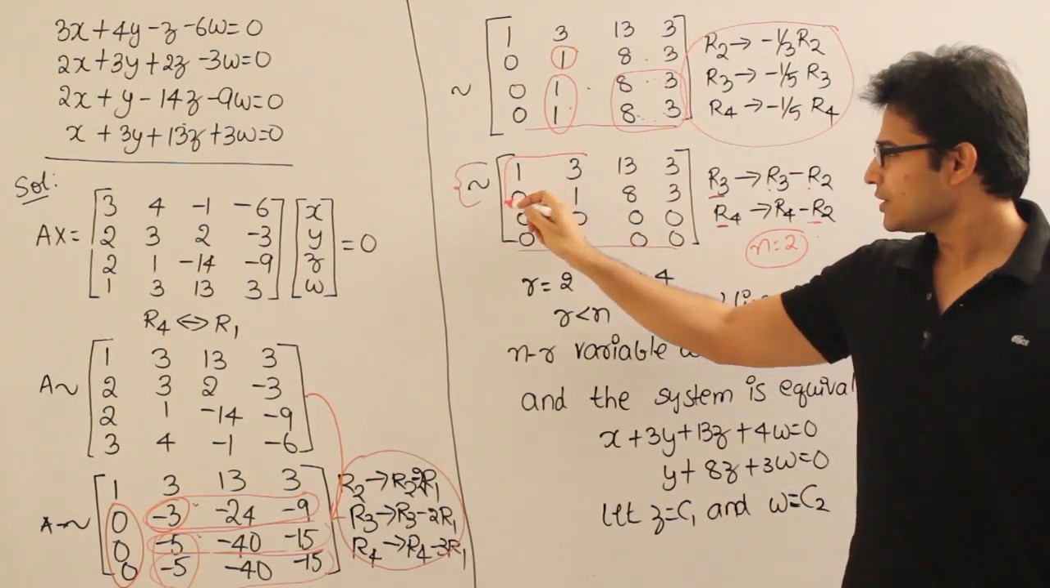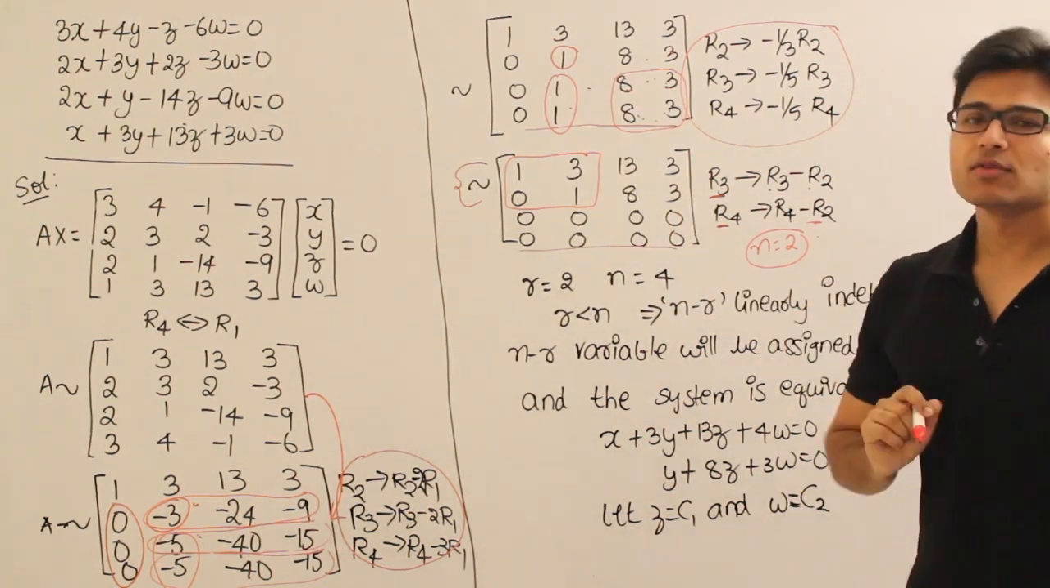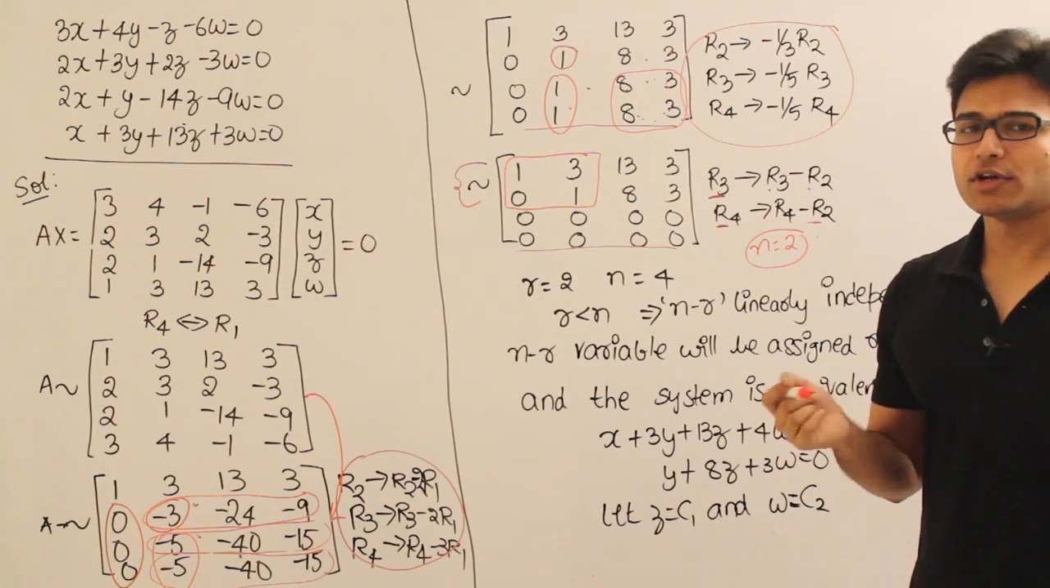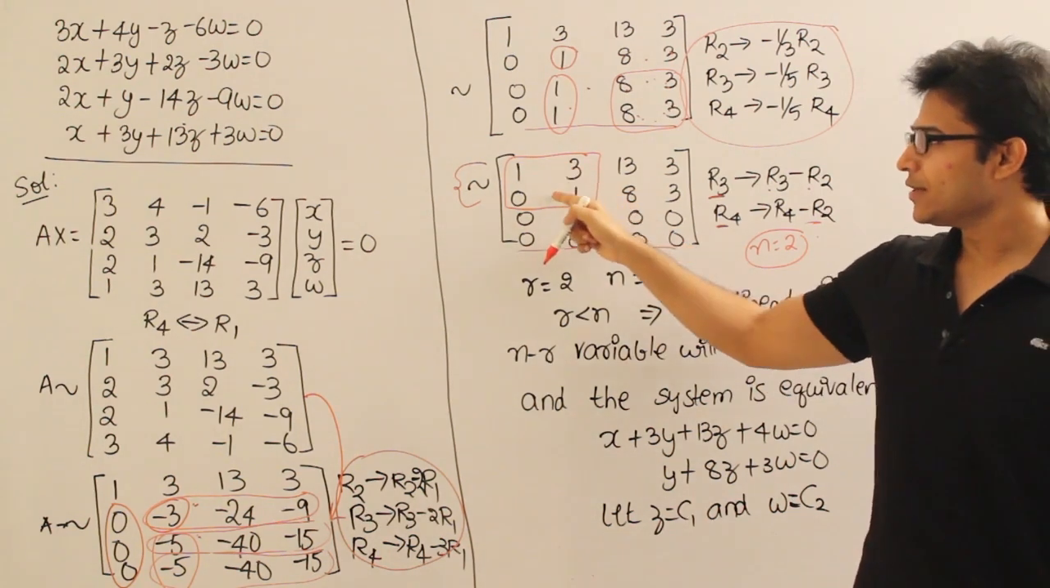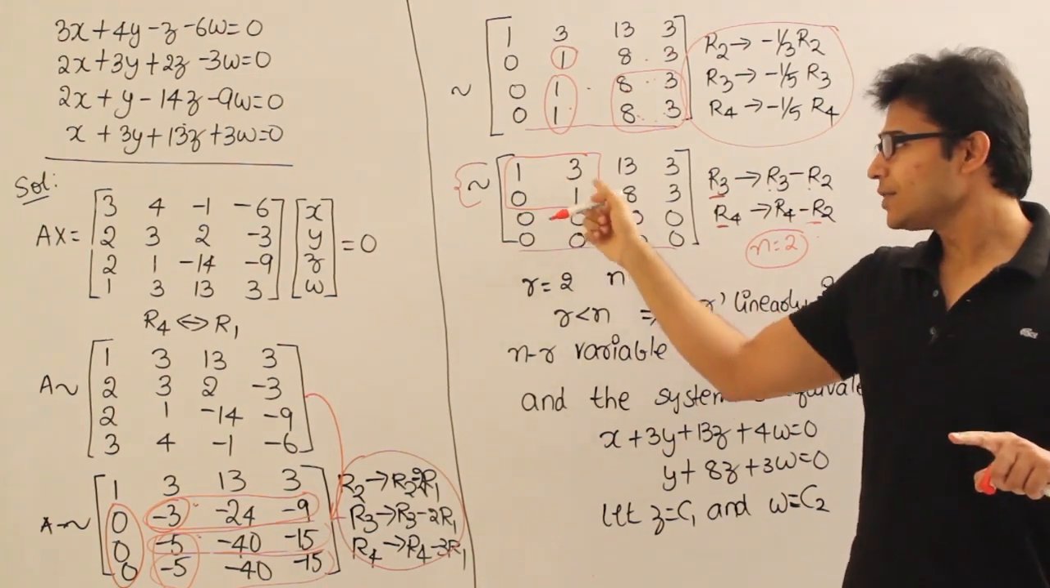In this case, it is clearly a 2 by 2 square matrix whose determinant is not equal to 0. Therefore, the rank is definitely not less than 2. Okay? Can it be greater than 2?